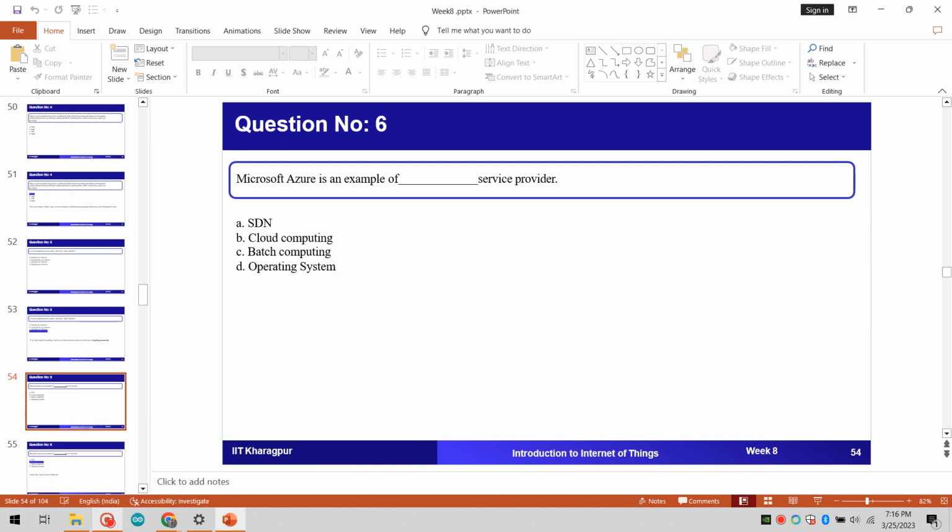Microsoft Azure is an example of blank service provider. Options are SDN, cloud computing, batch computing, operating system.